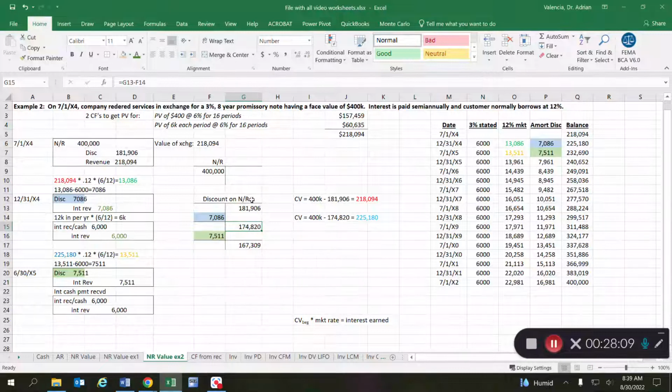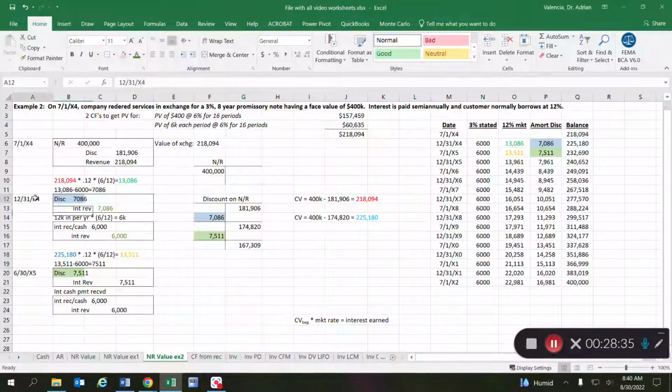As the amount of the discount goes down, the carrying value of this note goes up. That's this right here. As the discount amount goes down, the carrying value of the note goes up. Okay? So let me do the second period just for sake of illustration, and then we'll stop there.